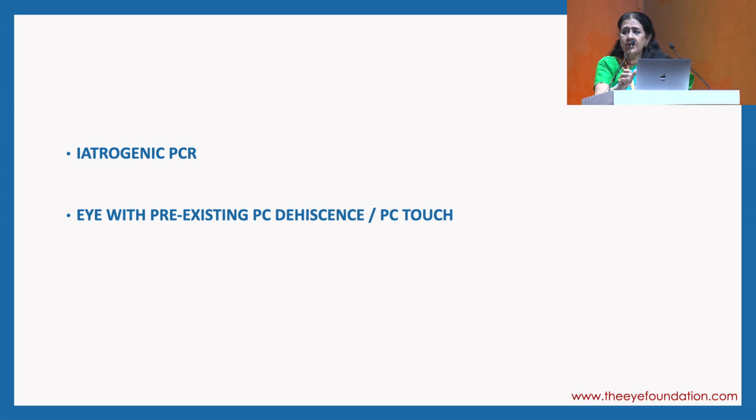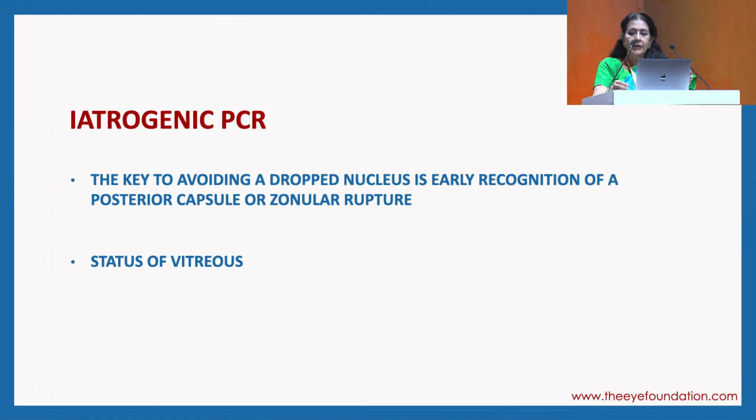Now, that's a most calamitous condition which we do face in our cataract surgical theater. It could be an iatrogenic PCR which has been created by us, or it could be an eye which already has a pre-existing dehiscence as in a polar cataract, or a PC touch has occurred in a prior vitrectomy procedure. So the main key is how to avoid the drop nucleus from dropping further, and this can happen only if we keep our eyes open to pick up those telltale signs in the posterior capsule or a zonular rupture which is imminently going to happen.